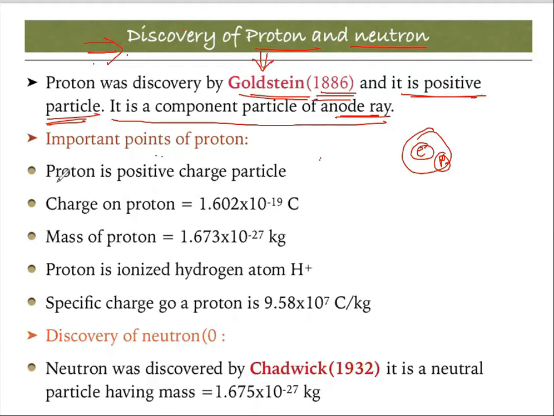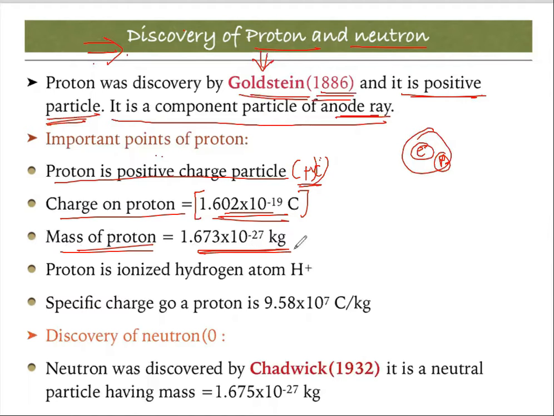So the proton is a positively charged particle. The charge on the proton is positive 1.602 into 10 to the power minus 19 coulomb. This is the charge of the proton. Then the mass of the proton is 1.673 into 10 to the power minus 27 kg.